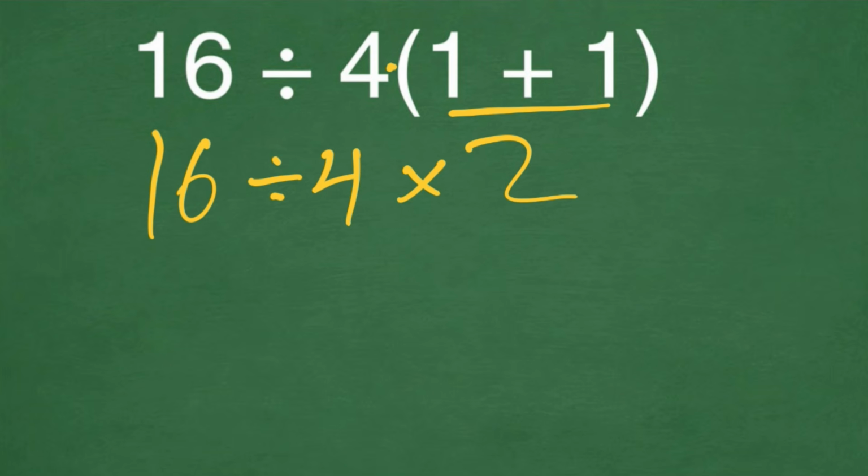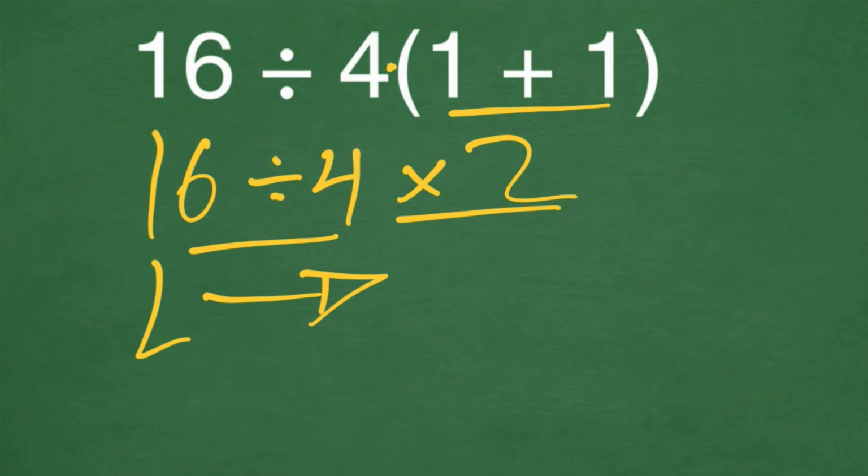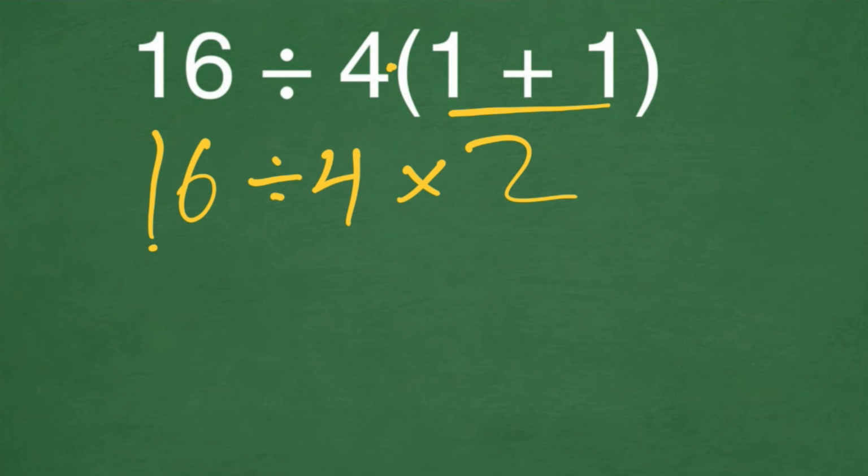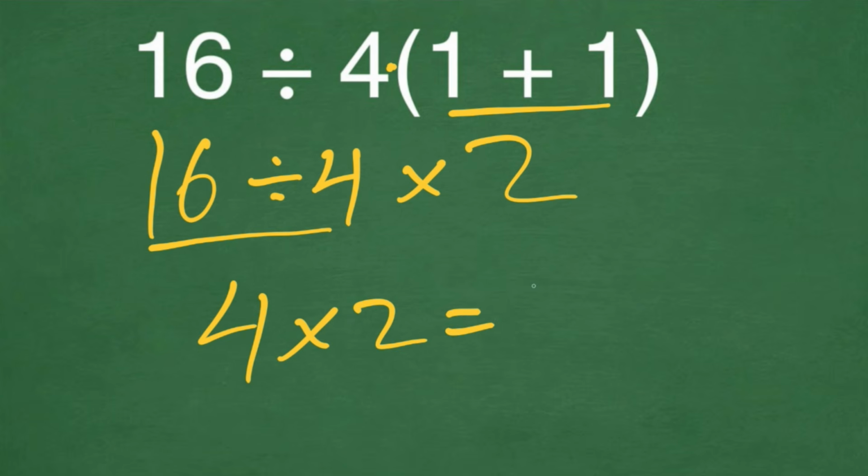And now we have division and multiplication. Like we discussed, if we have this kind of problem, we are going to do the math left to right, starting from 16 divided by 4, and then we multiply that by 2. Therefore, we first divide 16 by 4, which gives us 4. And 4 times 2 is equal to 8. So the final answer to this question is 8.